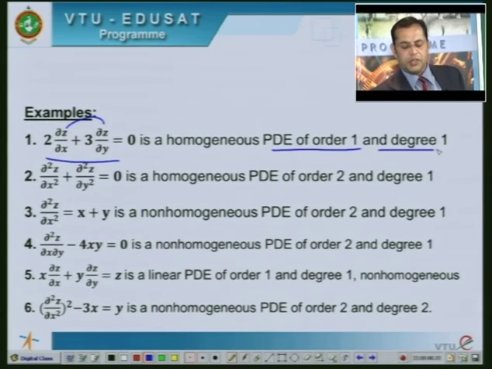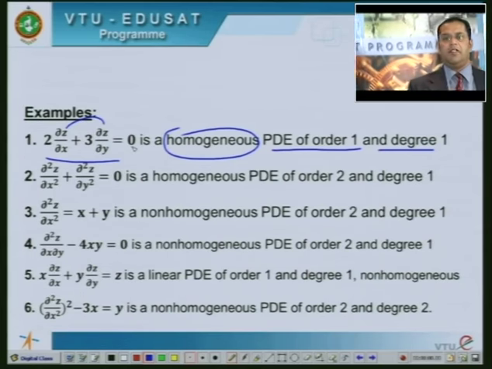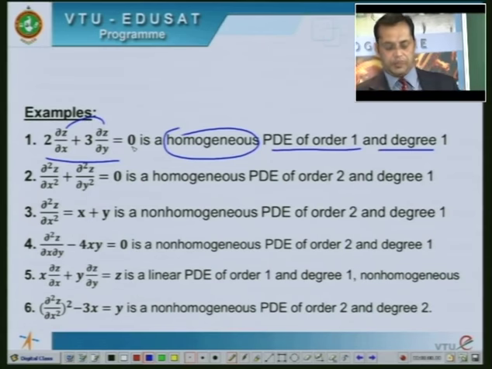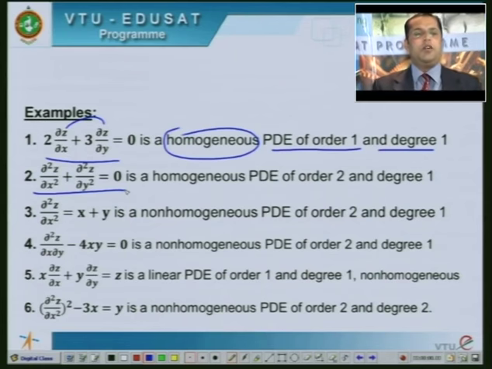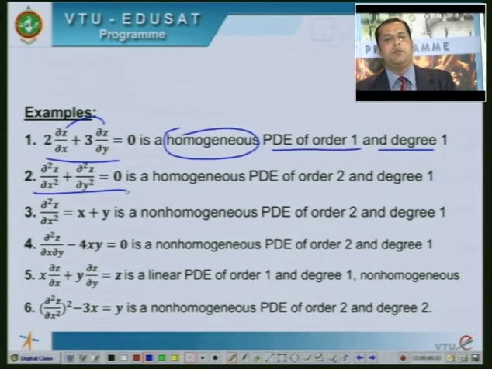Further, it is homogeneous because it contains the dependent variable and its partial derivatives, that is you have ∂z/∂x and ∂z/∂y both. Similarly, the second equation, ∂²z/∂x² + ∂²z/∂y² = 0, is a homogeneous PDE.